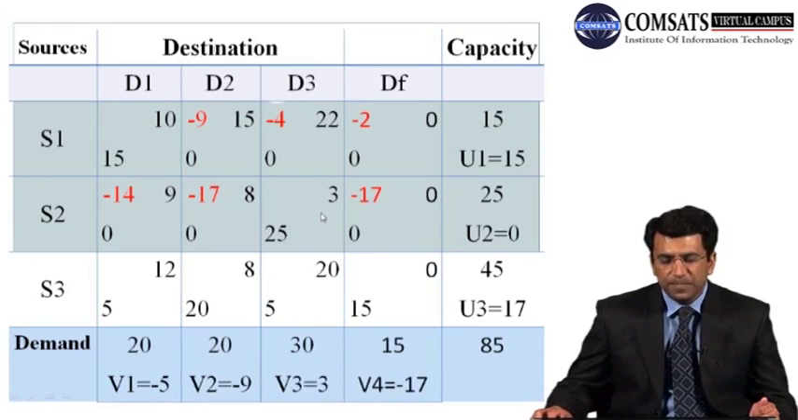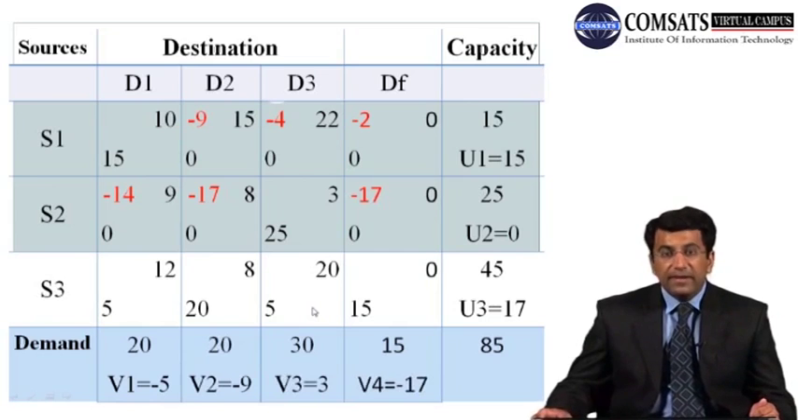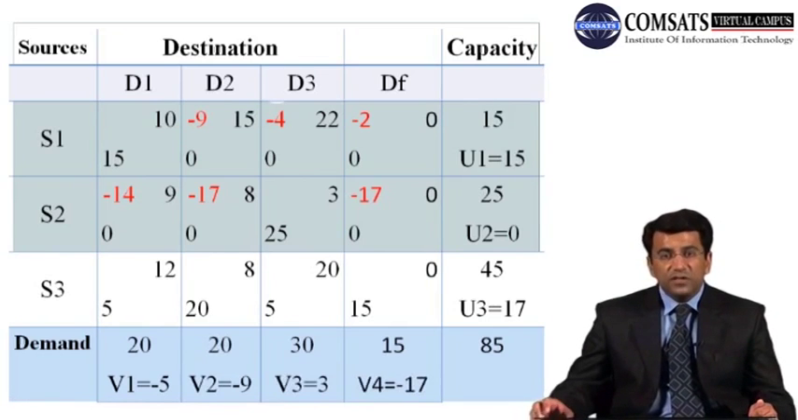by 3. In the same way, if we supply 5 units from source S3 to D1, the total cost will be equal to 5 multiplied by 12 for this particular route. If we supply 20 units from S3 to D2, the total cost will be equal to 20 multiplied by 8. If we supply S3 to D3, the total cost for this particular route will be equal to 5 multiplied by 20. And again, class, we have introduced a fictitious demand destination here.